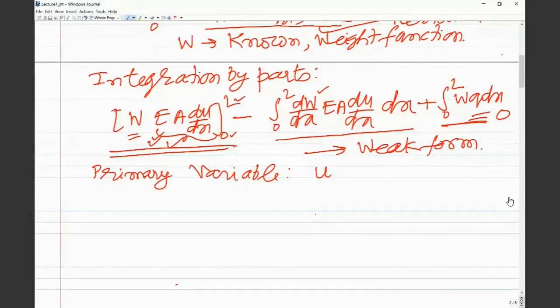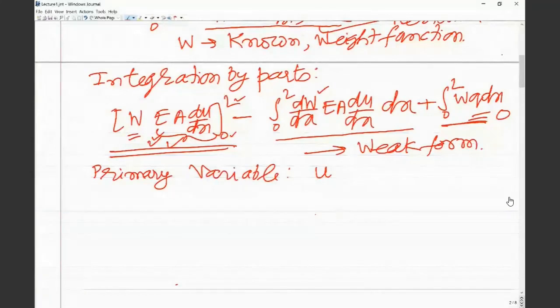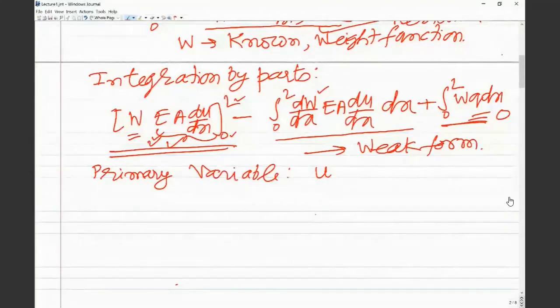In mechanics problems, solid mechanics problems, the primary variables are actually geometric quantities. In this case, u is the displacement, which is a geometric quantity. If we were looking at a fourth order differential equation, say the governing differential equation for the Euler-Bernoulli beam, you will find that the primary variables would be deflection and slope. Both of them are geometric quantities there. I will take that as an example later.